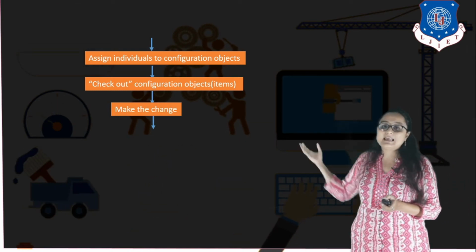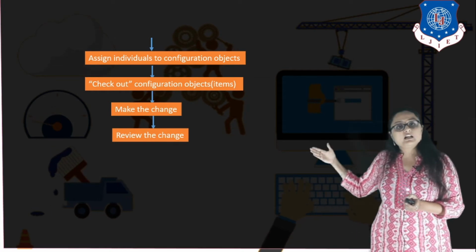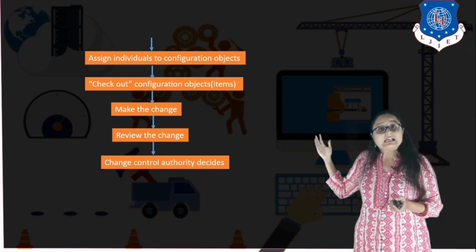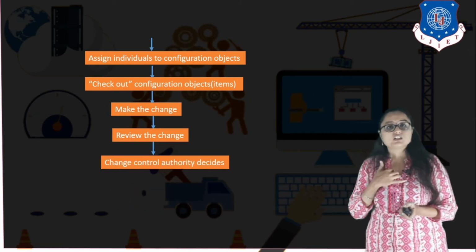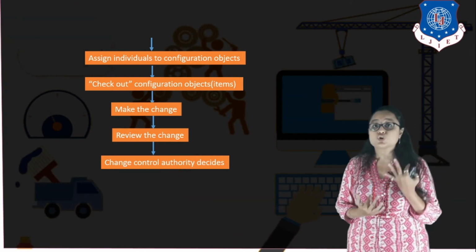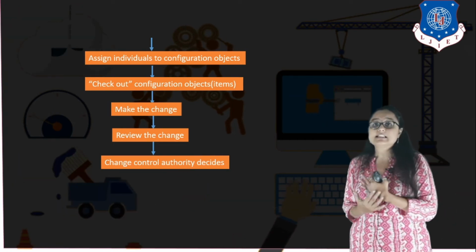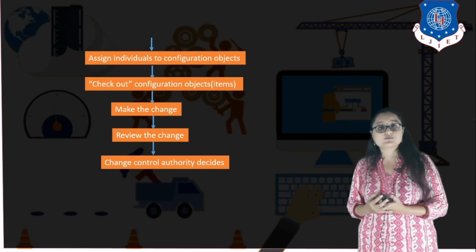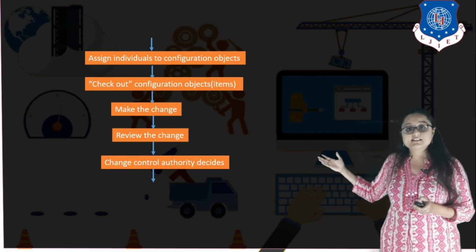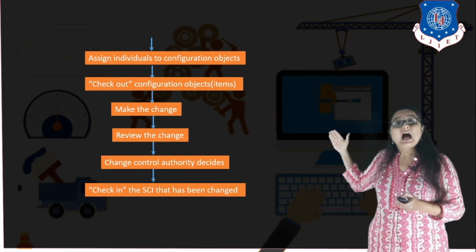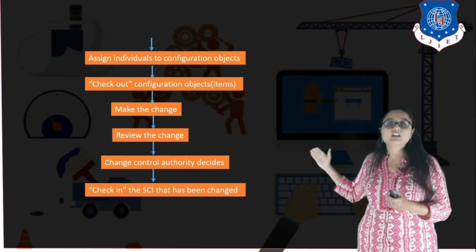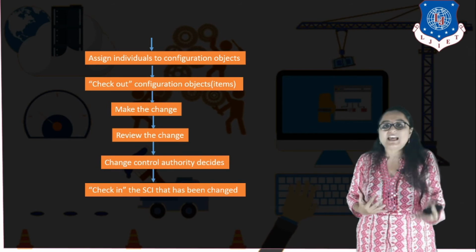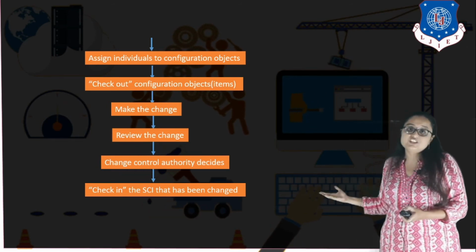After applying the appropriate change, what will be done? Yes, the review of the change will be done. The change control authority decides whether this change is perfect and according to the standard or not, and whether there is an error in the change or not. Due to this change, are any other configuration items affected or not, right? So these are the things that will be reviewed by the change control authority. After reviewing everything, the file or the configuration object that the developer had checked out, he will again check in that configuration item that has been changed.